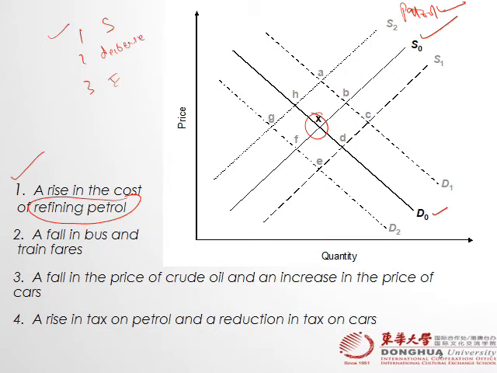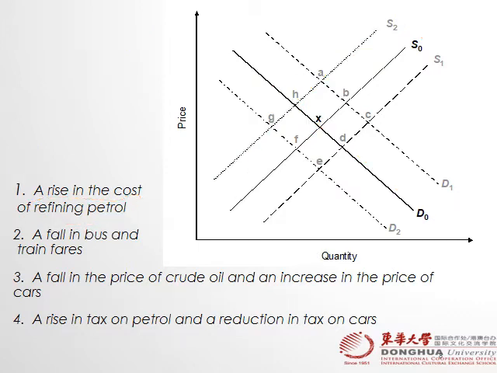And find out the new equilibrium. Where is that? Let's see. Here, supply decreases, so supply shifts to the left side, right? And what is the new equilibrium? This is the demand, and it cuts at H. So number one answer is H, right?